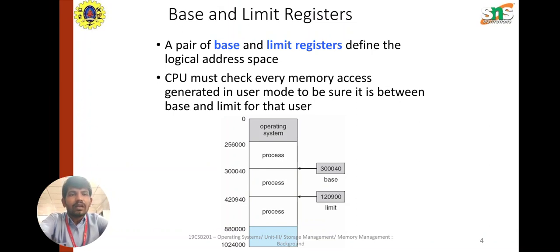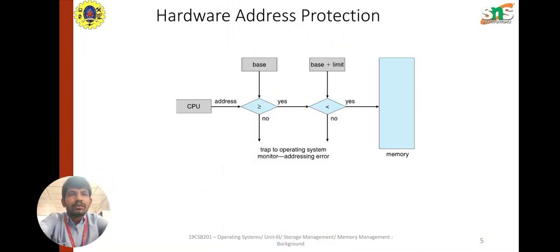In this diagram we have an operating system and three processes. The address space runs from 0 to 1,24,000. The base is 3,40 and the limit is 1,20,900. Whenever we use this, we have to enter the address within this base and limit. We cannot use addresses other than within the limit. So this is hardware address protection for the base and limit registers.